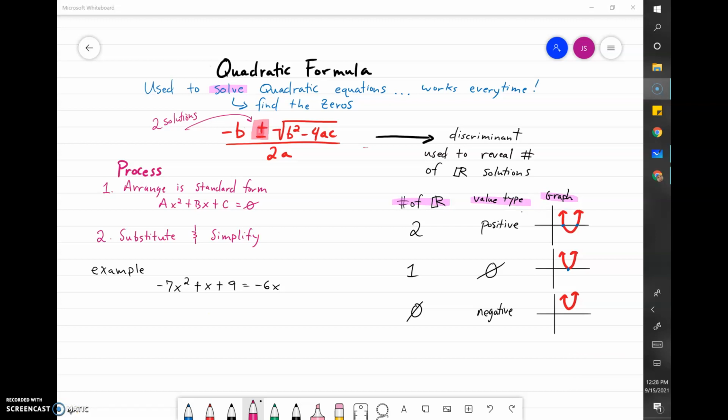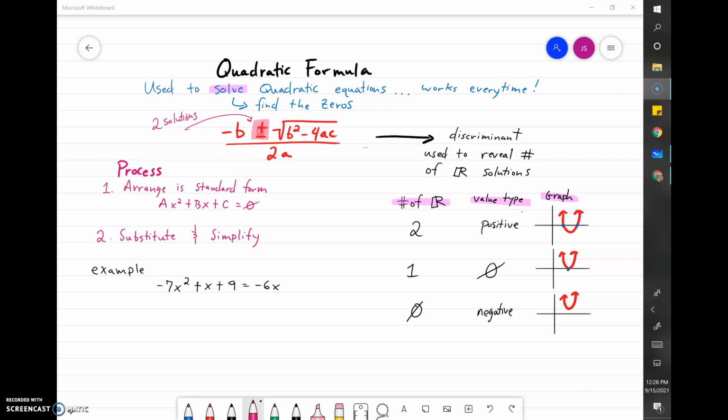All right, so today we're talking about the quadratic formula. We use the quadratic formula to solve quadratic equations, and it works every single time. Sometimes we'll get real solutions, sometimes we'll get imaginary solutions. We'll talk more about those later on in algebra. But today, let's find these zeros. We know that these zeros are the x-intercepts, and here we have this formula that we can utilize to find those x-intercepts.